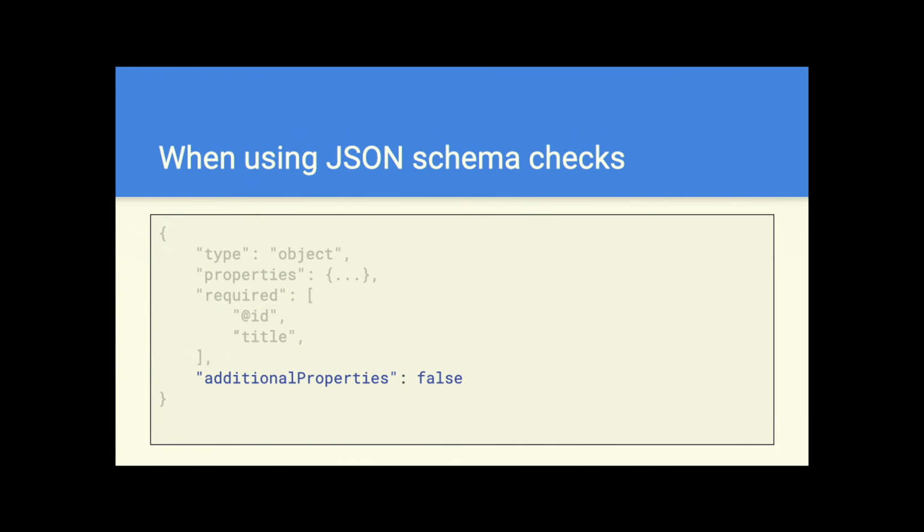And besides that, you want to have additionalProperties set to false. If you do not do this, JSON schema will also not complain about properties that are there that you didn't describe. This will save you from accidentally leaking all of your attributes instead of only the ones that you want to expose.